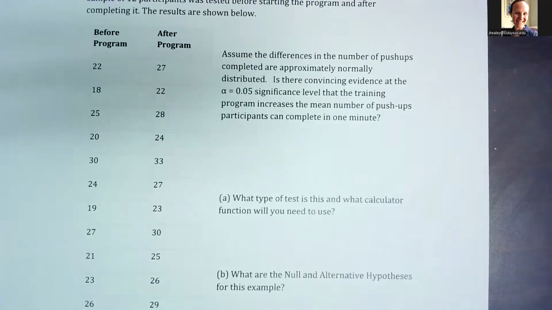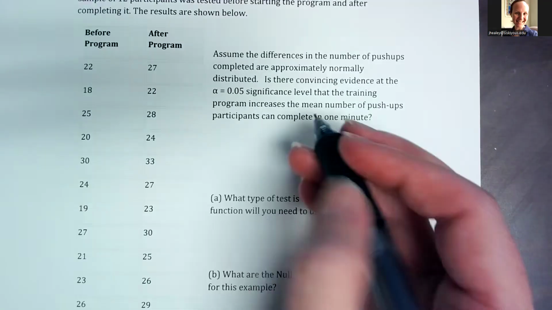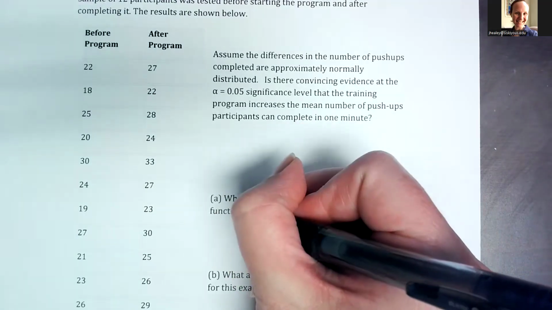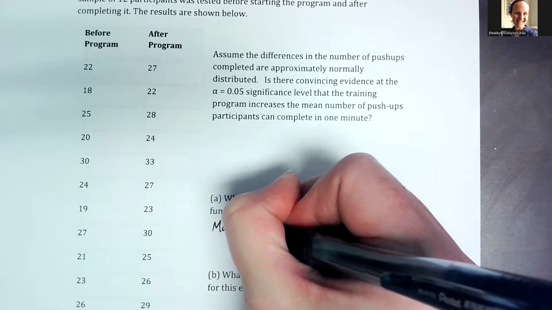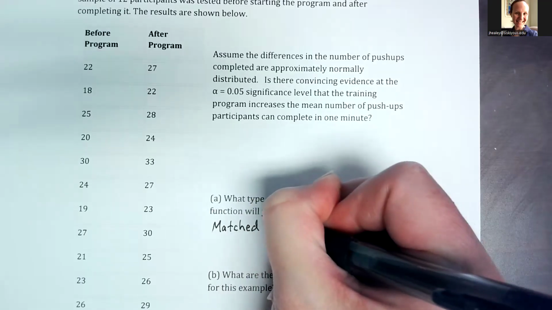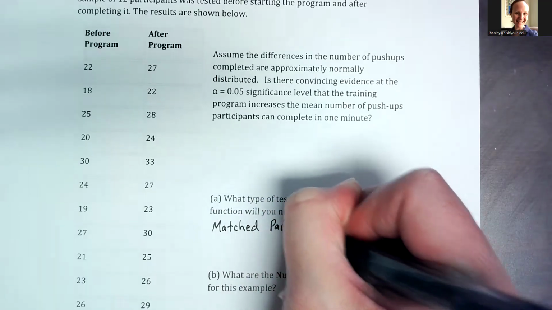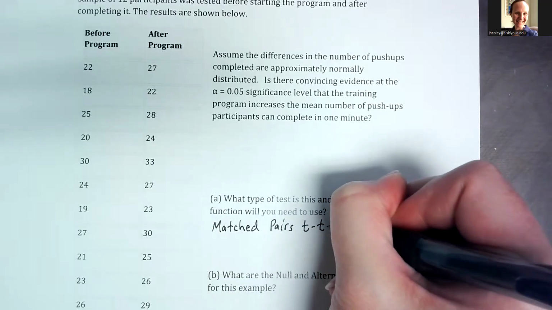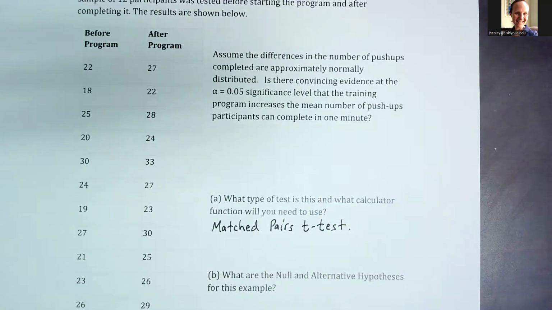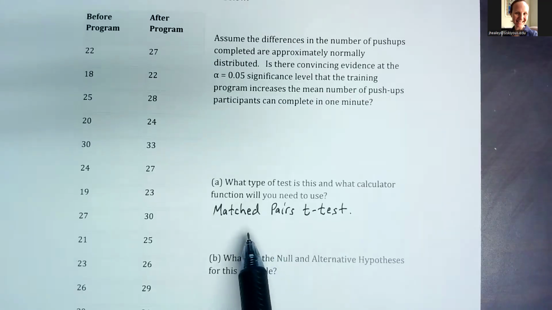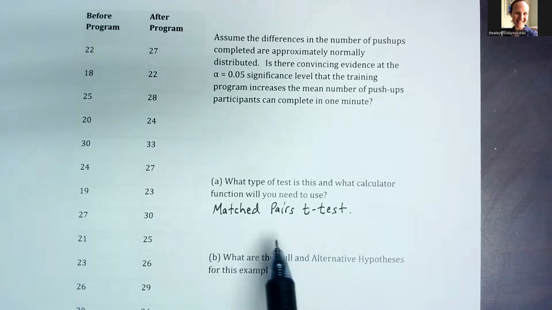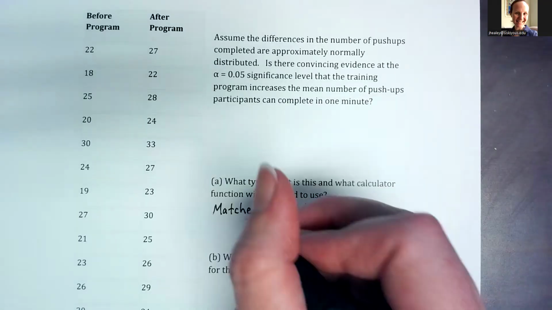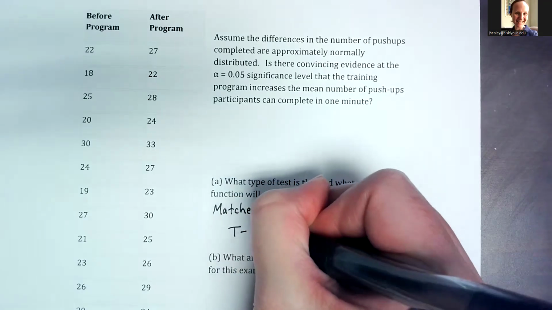So I'm going to go ahead and come to the what type of test and what calculator function will you need. We're going to call this a matched pairs t-test, or dependent samples would also be fine. But in terms of what we're going to use for the calculator, because this is the one where we enter in an L1 and an L2 list, and then we use it to go find an L3, and we only use the L3, this will just be the regular t-test in the calculator.